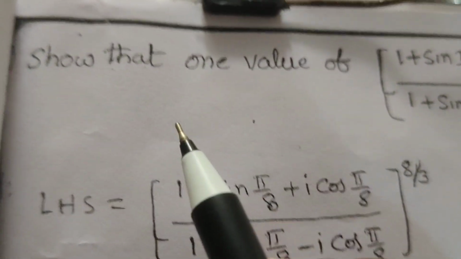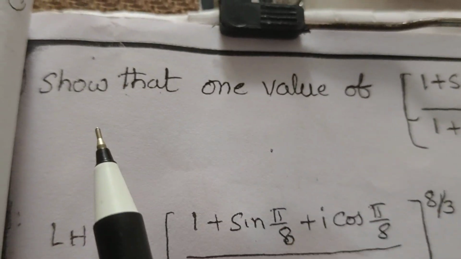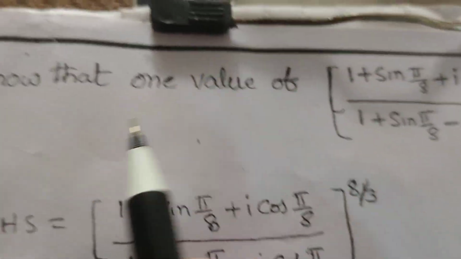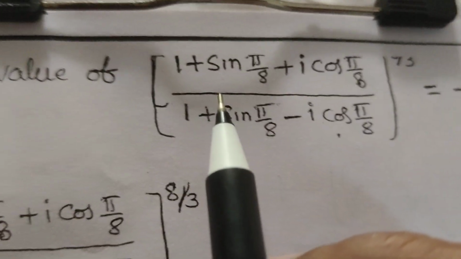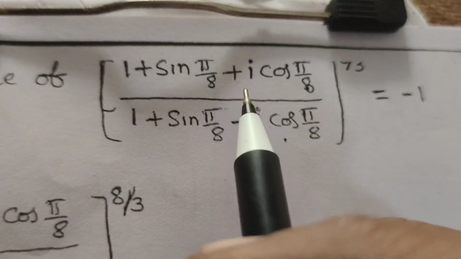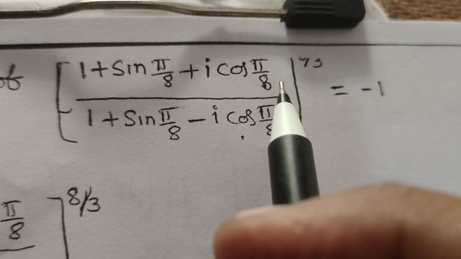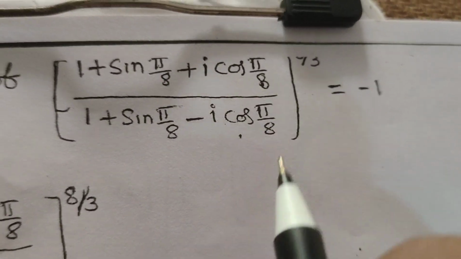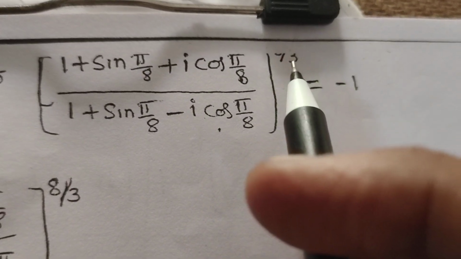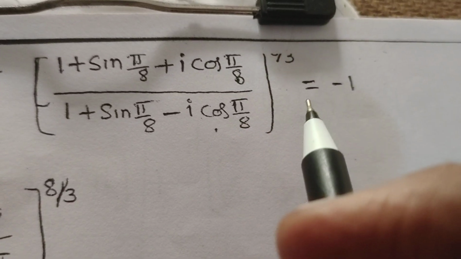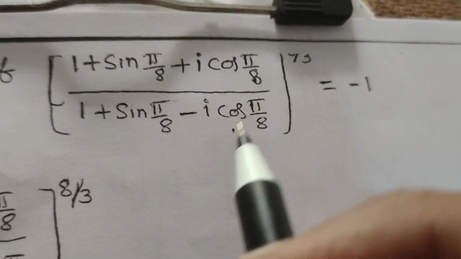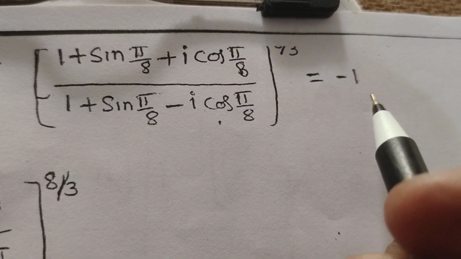This is Dr. A.T. Today we are going to explain this problem: show that the value of ((1 + sin π/8 + i cos π/8) / (1 + sin π/8 − i cos π/8))^(8/3) equals −1. Now prove that this expression equals −1.